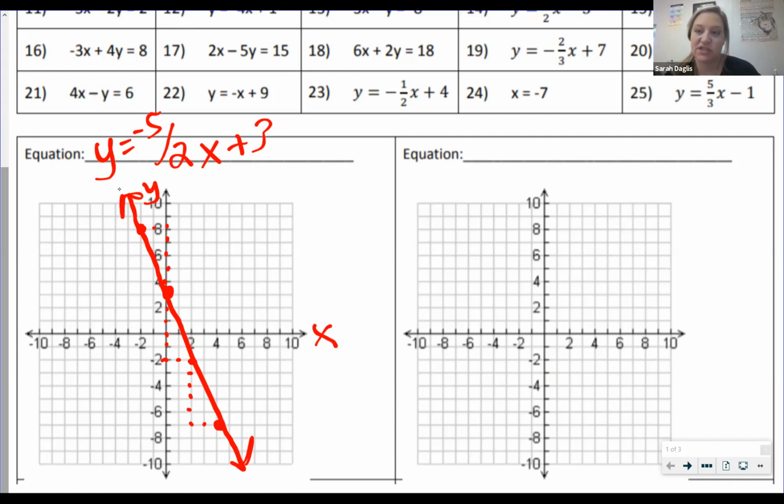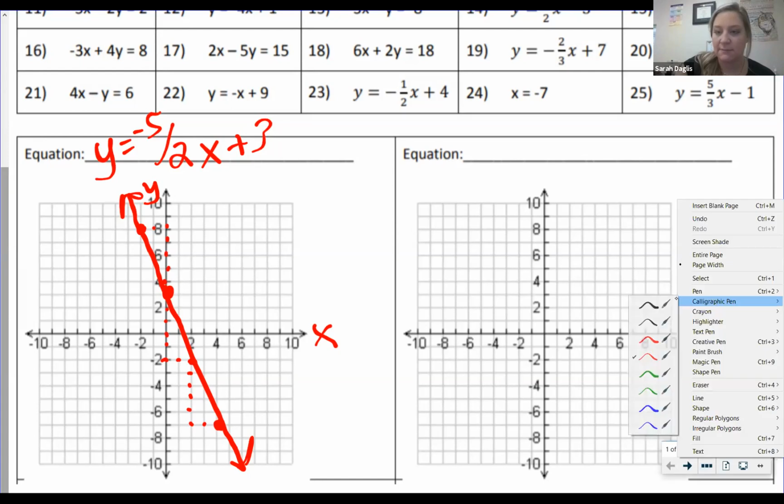All right, any questions for me? Slowly coming back, remembering how to graph lines a little bit. All right, let's do another one.